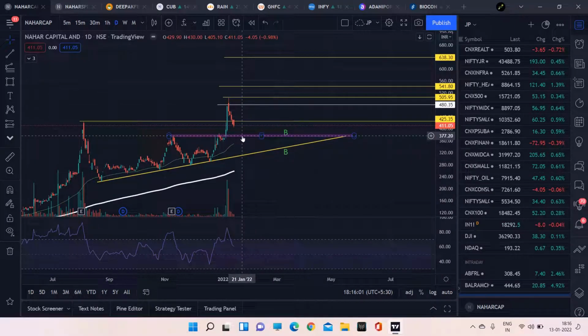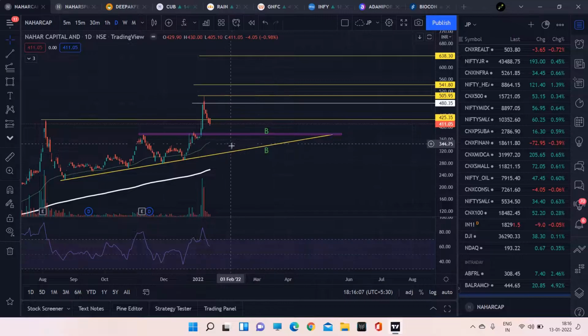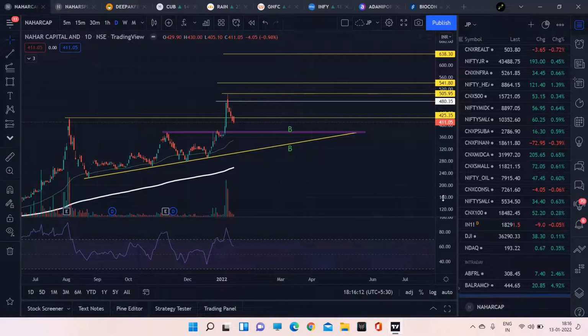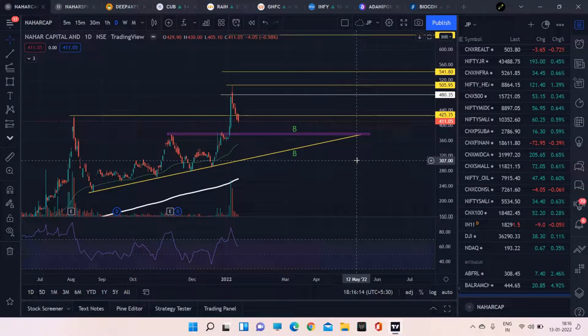The next support for Nahar Capital is 373 and 375. This level is an important buying opportunity. It gives us a very good buying opportunity for the stock. And if by any chance you see a reversal, then you can definitely buy at this point. And if the zone breaks, then the next point to buy would be this trend line, which we can call a support line as well in simple basic words.